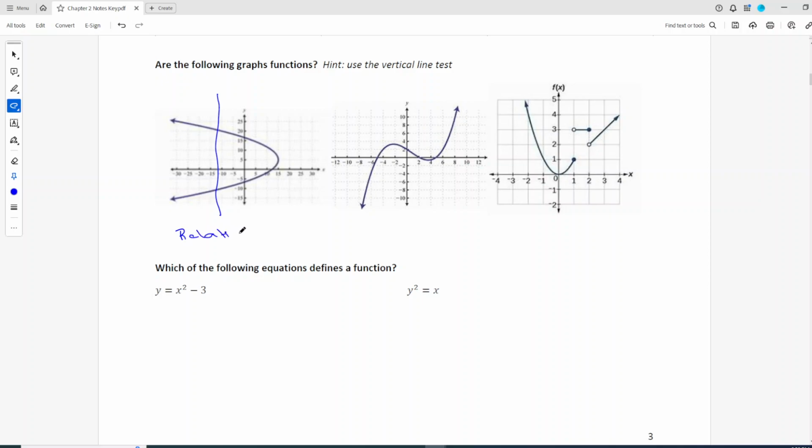Some people will write, hey, this is a relation. Some people will say not a function, right? This one, what do you think? Function? Right? There's nowhere I can draw a vertical line and pass through the graph more than once.